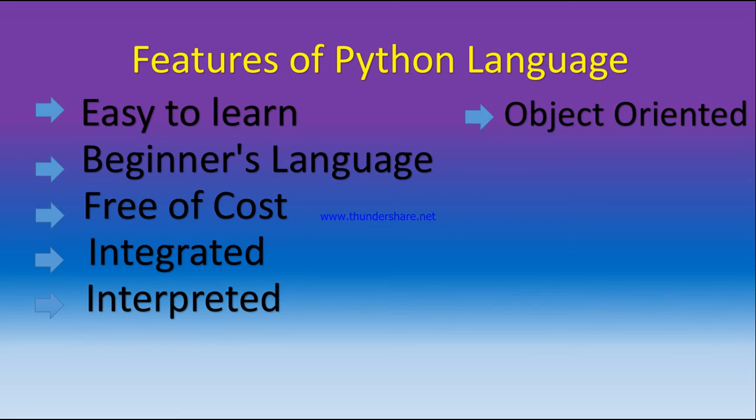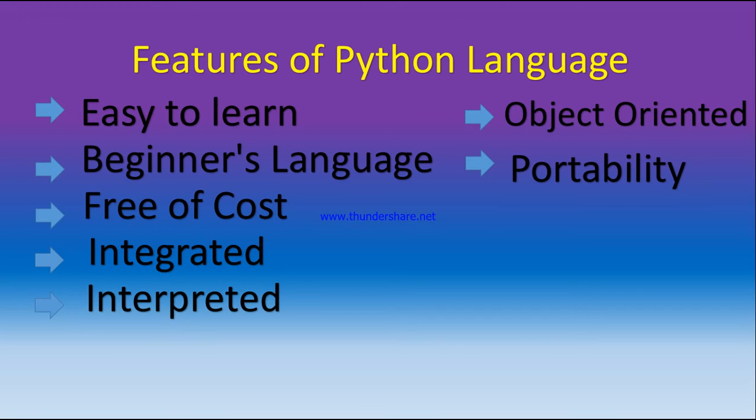Now next one is interpreted. Children, Python is an interpreted language, that is, code is executed line by line at a time. This makes debugging easy and is thus suitable for beginners. It means when we construct a Python program, we have to construct it line by line. So debugging means error correction is easy, suitable for beginners.